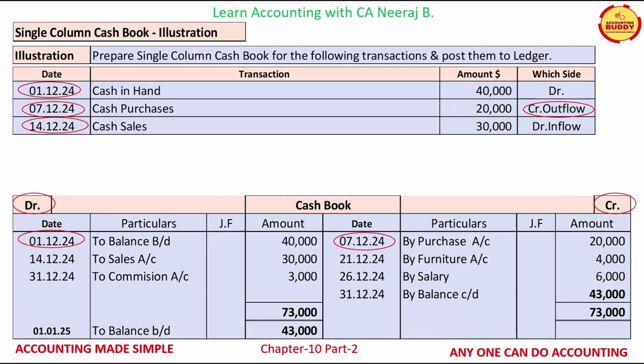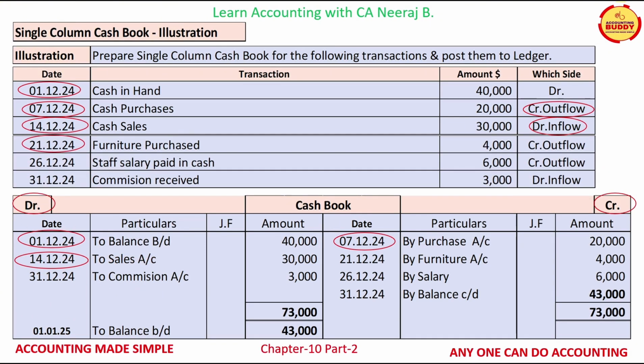On 14th December, business sold goods worth $3,000 on cash. Since it is an inflow of cash, it will be recorded on the left hand debit side of the cash book on 14th December by writing the words "to sales account."